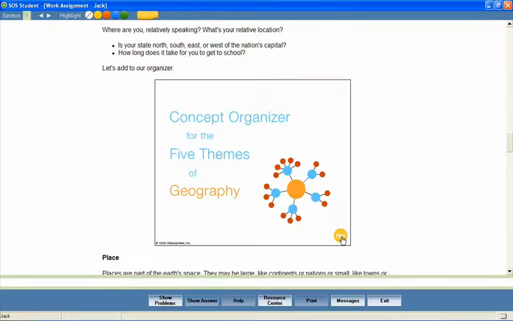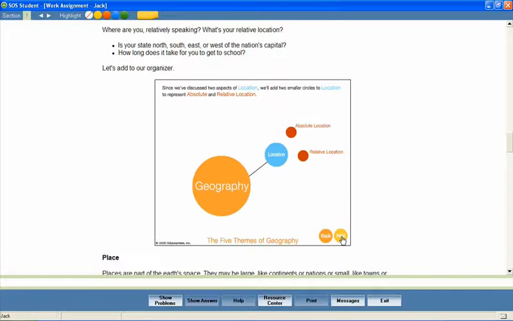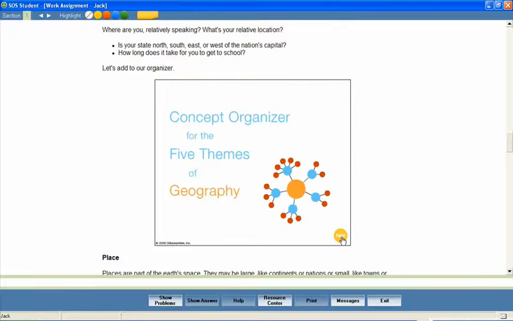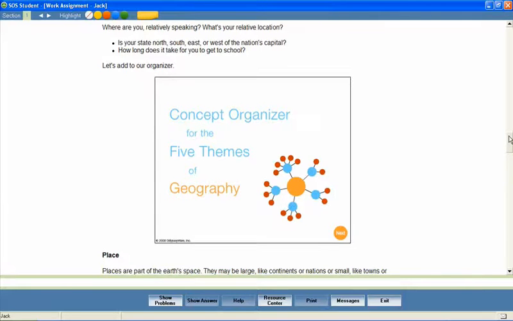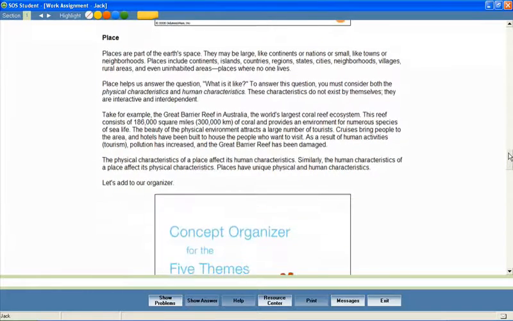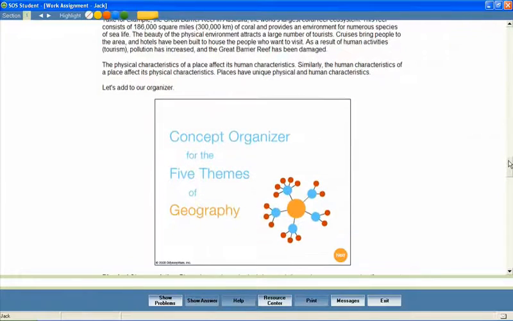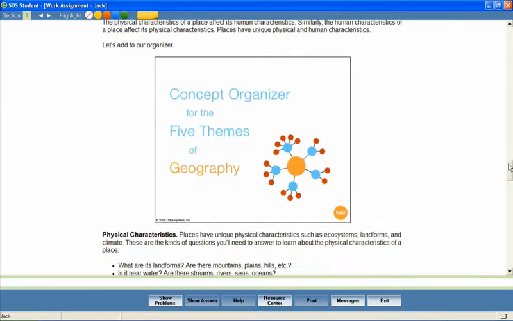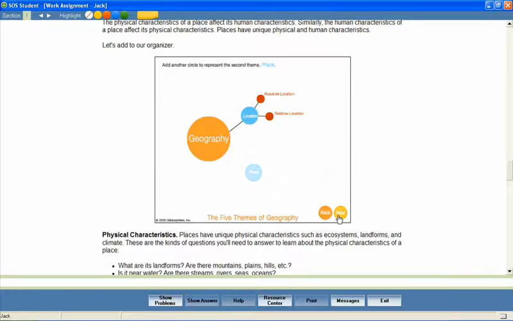In this lesson, students are introduced to the idea of concept organizers. These visual tools help students to visualize connections between concepts. In this lesson, the concept organizer is used to help students understand the 5 themes of geography. Colorful diagrams, maps, and photographs help to effectively illustrate lesson concepts that are being covered in the lesson. Here we can see the development of the concept organizer that was introduced earlier in the lesson.